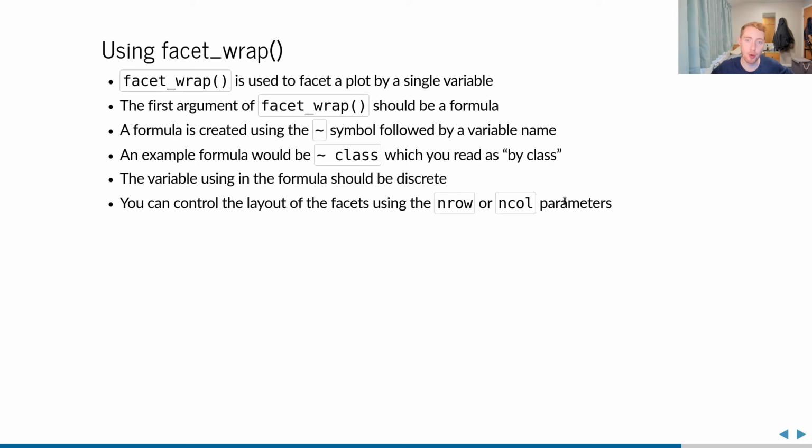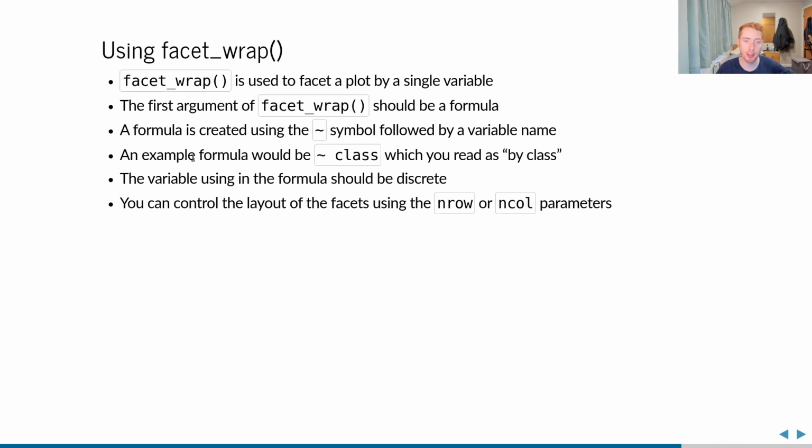And this allows us to facet our plot by a single variable. And so the first argument of facet should be a formula. And so the notation for a formula is a tilde. It's kind of squiggle sign here. On my keyboard, it's on the right above the hashtag. Might be a different position for yours. And then we follow that by whatever variable we want to facet by. And the way you would read, say, tilde class is facet by the class.